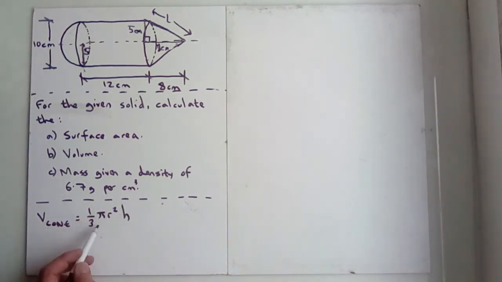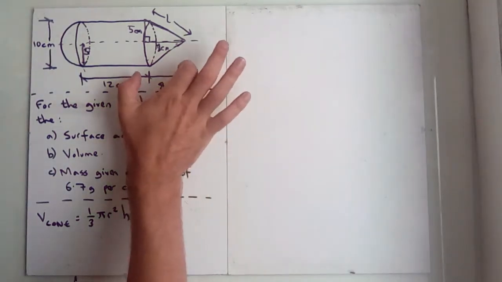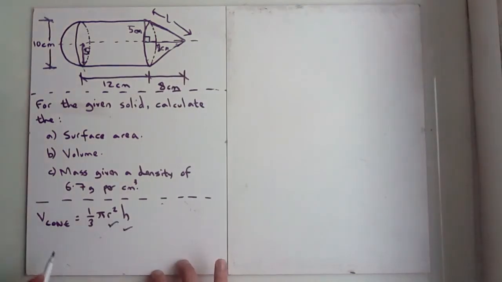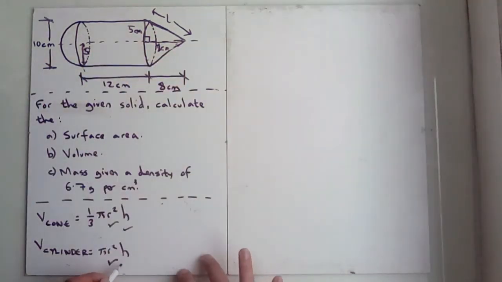So pi is just a pi. We have r, we know it's 5. We have h. Well, the h is the height of the cone, which is this 8. So we've got r, we've got h. That's fine. The volume of a cylinder equals pi r squared h, because it's a prism. So pi is pi, r is 5, h is the height of the prism, which is 12, so that's fine.